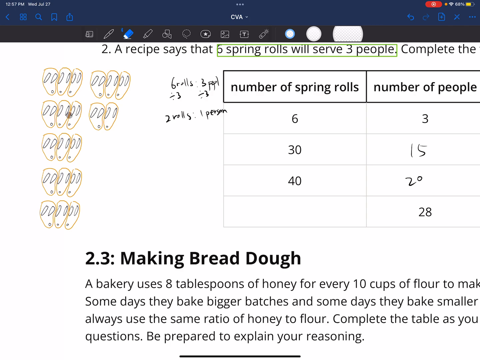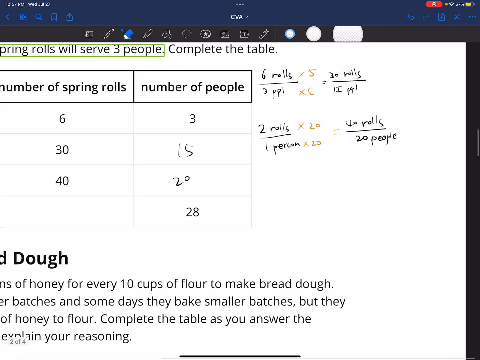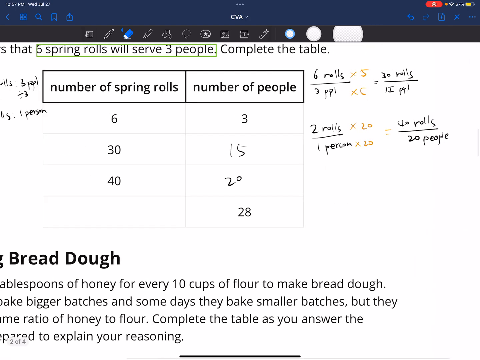So I got 6, 12, 18, 24, 30, 36, and then 37, 38, 39, 40. So I have 40 spring rolls, which means how many people? I have 3, 6, 9, 12, 15, 18, and then 20 people right there. So basically, this is the visual aspect of it. And it just takes a little bit more time. But I think it is important for you to see visually how this multiplication works here.